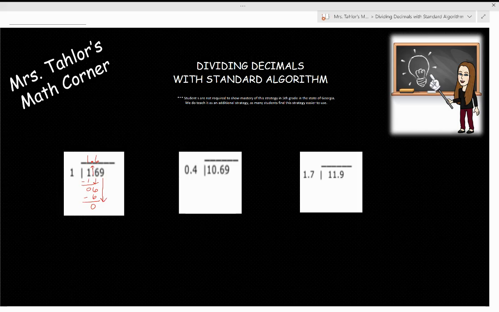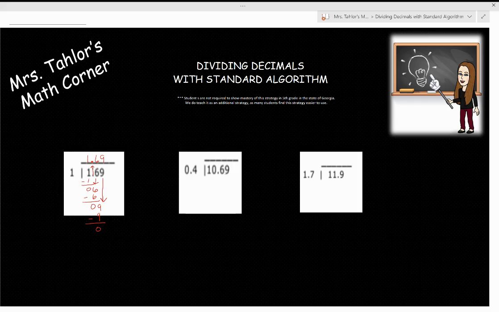I'm going to bring down the last digit in my dividend. That's a 9. 9 divided by 1 is 9. 9 times 1 is 9, and then 9 minus 9 is 0. So I have a remainder of 0, and my quotient or my answer is 1 69/100.